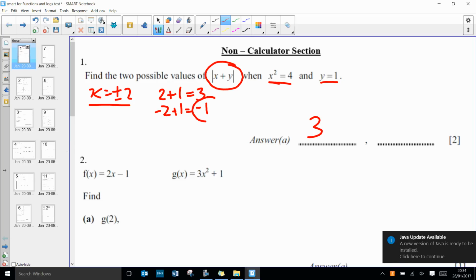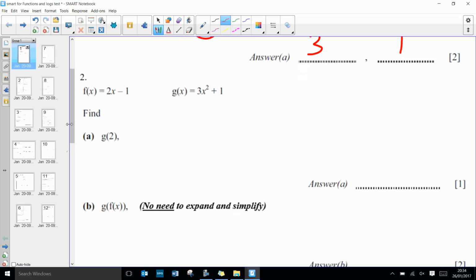The next one. f(x) is that, g(x) is that, find g(2). So that means we're substituting the value of 2 into this expression here in place of the x. So it's 3 times 2 squared plus 1. 2 squared is 4. 3 times 4 plus 1 gives 13.